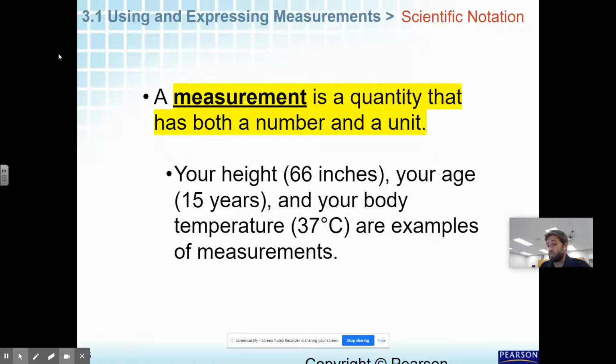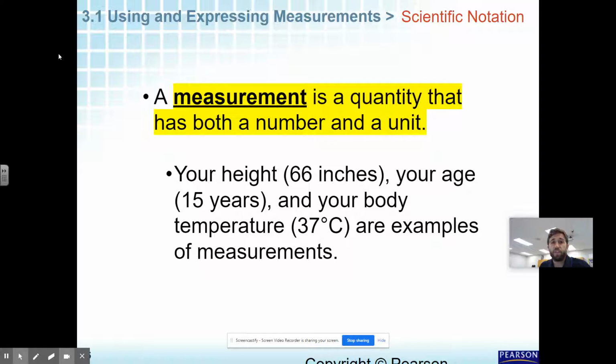I would argue that units are more important than the actual numbers themselves in chemistry, but it is what it is. So some examples here: your height, your age, and your body temperature are all examples of measurements. If somebody asked for your height and you said 66, they could probably figure out you're talking about inches, but you could in theory be talking about centimeters, millimeters, kilometers. Who knows what you're talking about? Could be feet. So yes, you have to mention that.